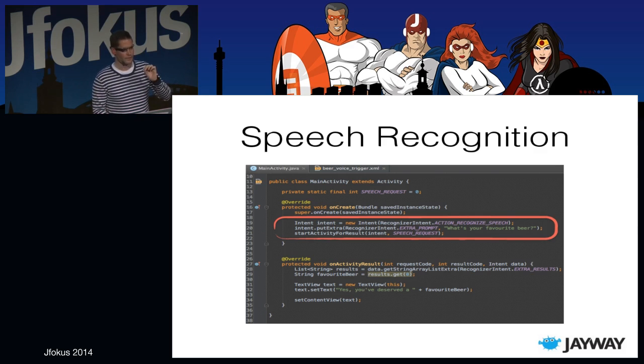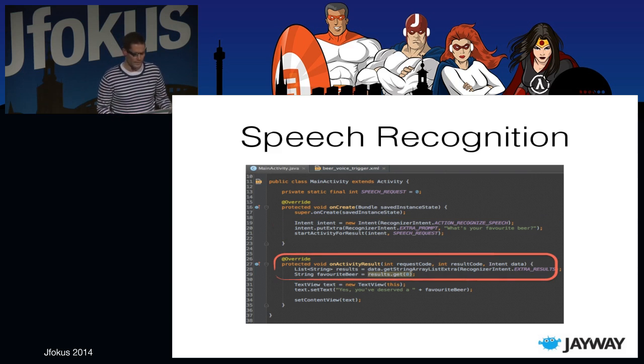And I will get a string in return, and I'm going to show a message to the user. So in my activity, I create an intent with the action recognize speech. And on the second line, I add data. I add the data that I want the glasses to prompt the user with. So it's, what's your favorite beer? And then I just invoke start activity for result.